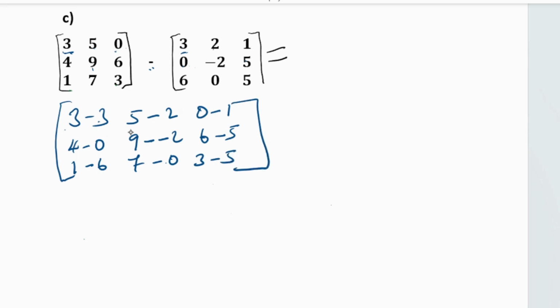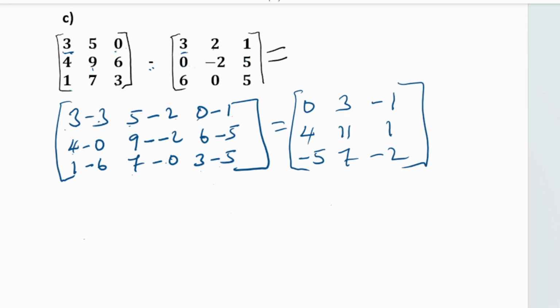Therefore, our answer will be: 3 minus 3 is 0, 5 minus 2 is 3, 0 minus 1 is minus 1, 4 minus 0 is 4, 9 minus 2 is 11, 6 minus 5 is 1, 1 minus 6 is minus 5. You can visit the number line. 7 minus 0 is 7, 3 minus 5 is minus 2. And that is our answer. You get 1 mark here and another mark there.